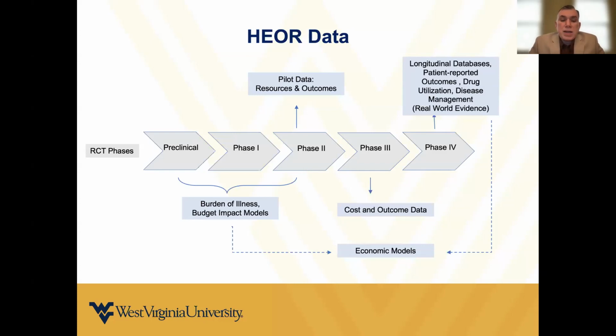So you can have pilot data in phase 2, you can have burden of illness, starting in the preclinical phase, budget impact models in phase 1, phase 2. You can have economic models pretty much throughout the different phases. And of course, in your post-marketing surveillance, you can have longitudinal databases, PROs, different drug utilization measures, disease management, real-world evidence. So again, you can see that these are the data that can really help guide healthcare coverage and access decisions. These can help pharmaceutical companies close the gap between clinical trial and real-world health outcomes.